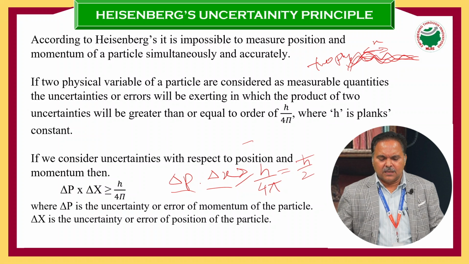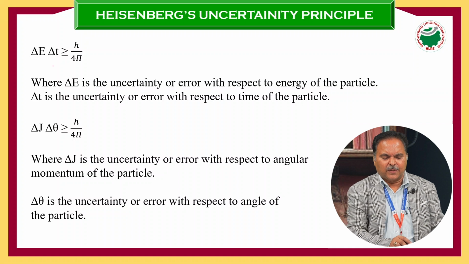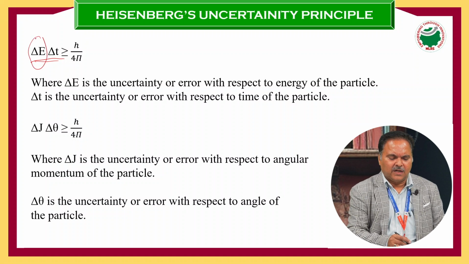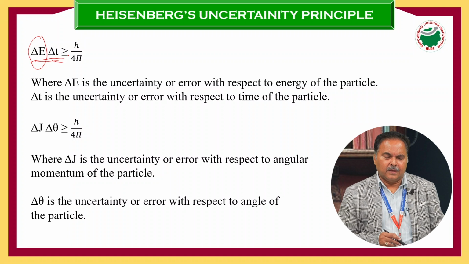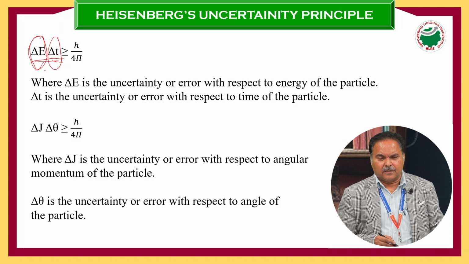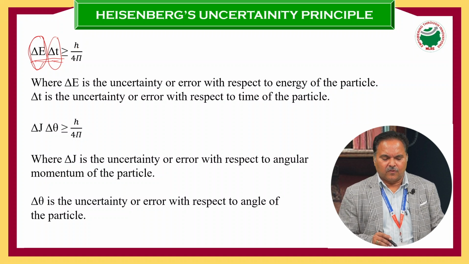Similarly, there is another equation. There is energy, and the uncertainty in energy is delta E. Similarly, the uncertainty in time is delta T. The multiplication of these two parameters is also greater than or equal to h by 4 pi. So that means for these two physical quantities, if you measure the exact value of delta E, there is error in time. If you measure delta T, the time, accurately, then there may be some error in the energy. So the product will be greater than or equal to h by 4 pi. That is the energy versus time relation.